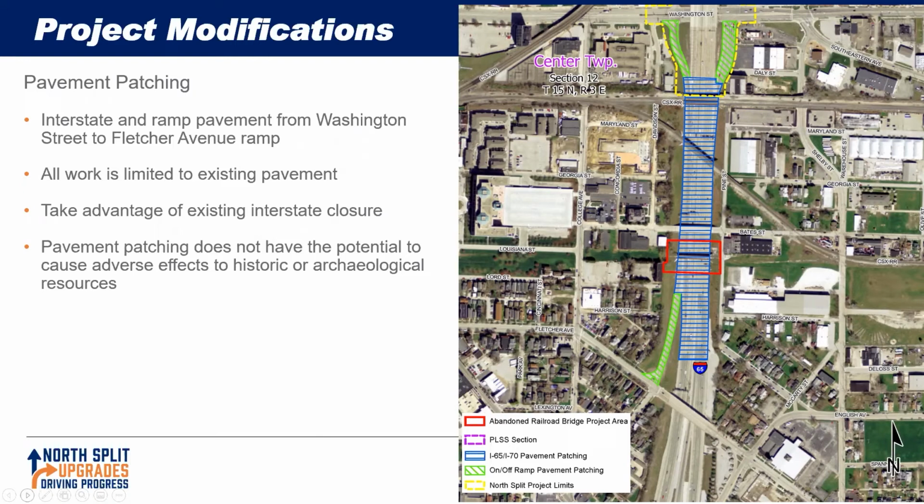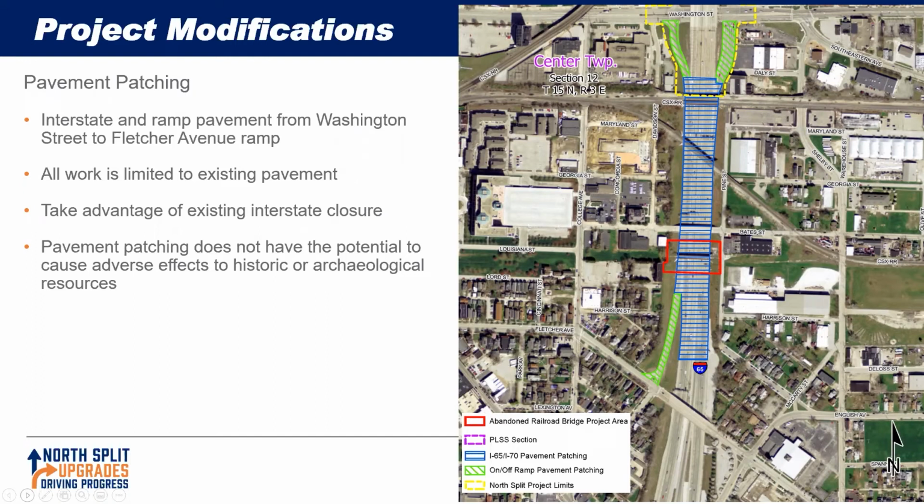The green areas will also be patched. Those are just indicating that they're ramps. At the very north part or top of this picture, we've got 2 green ramps that go to Washington Street. And at the south, we have the ramp that goes to Fletcher Avenue. The proposed work here is to patch the existing pavement, not to replace it, but just to maintain it. All of the work that will be done is within the existing pavement surface. There's no work that will be done outside of the existing pavement.